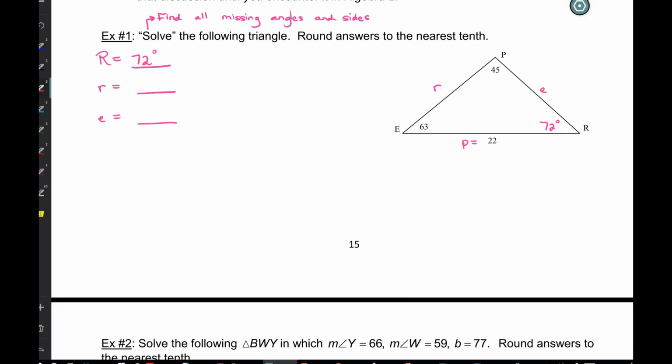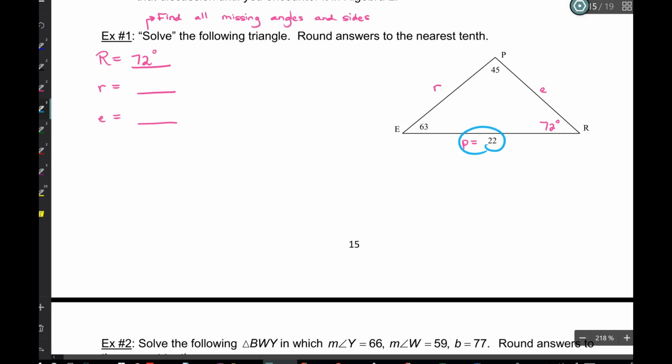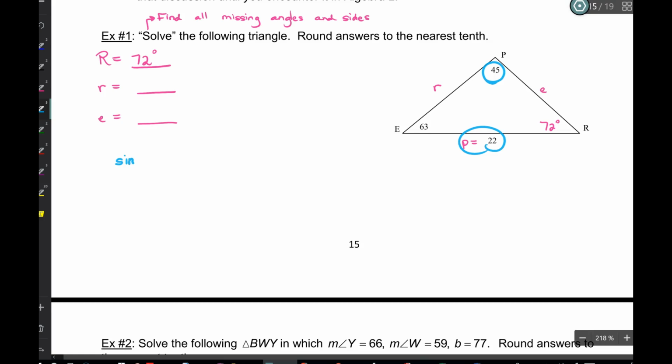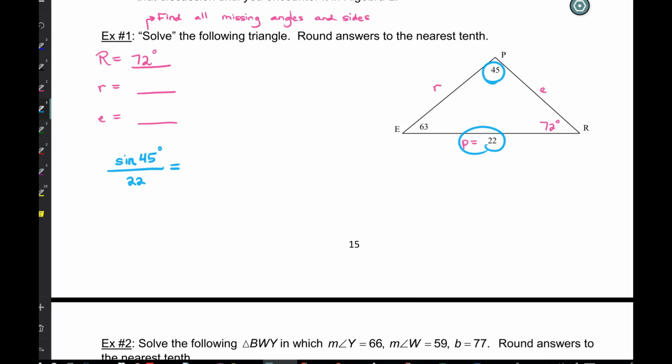Cool. All right, so here's how we're going to set it up. We want to identify one pair of angle and side that are opposite each other, or one angle and one side that are opposite. So here, I have this side and I have that angle. So we're going to start off with that as part of our proportion. So I'm going to write sine of 45 over 22. And what we want to do is we want to create a proportion to solve. Well, we can actually solve for E or R next. It doesn't matter. You just have to pick one to work with.